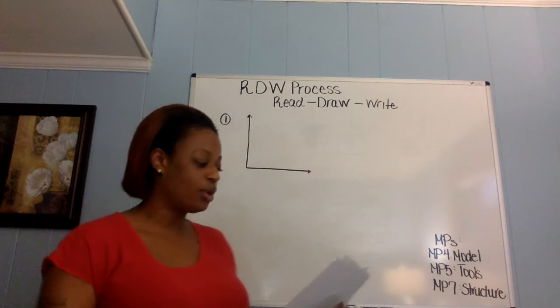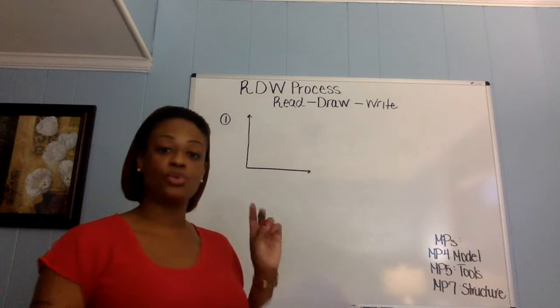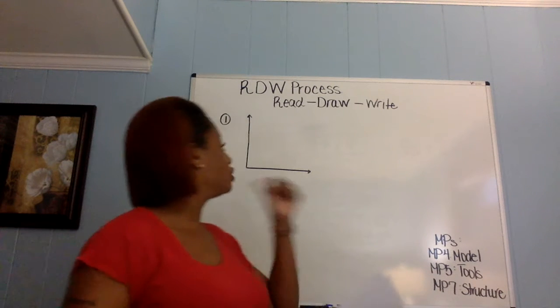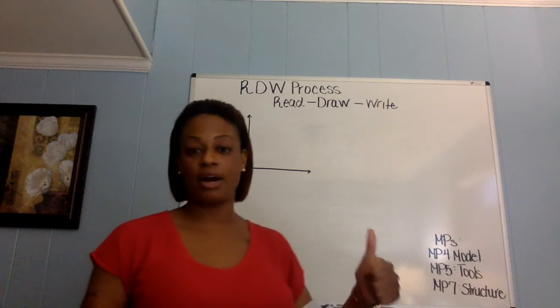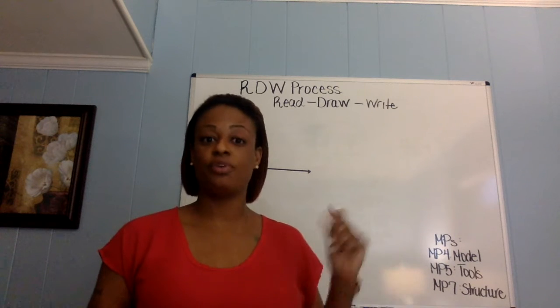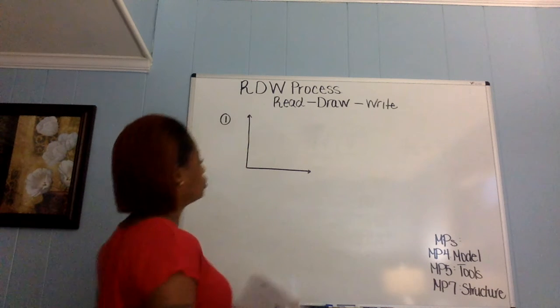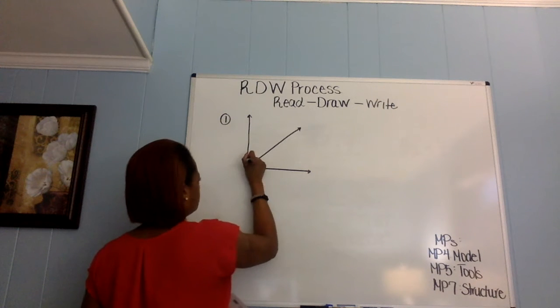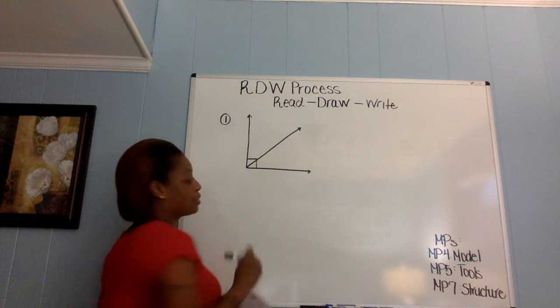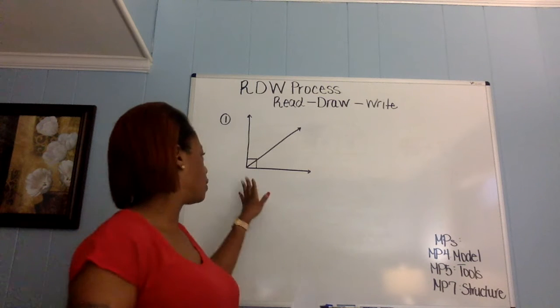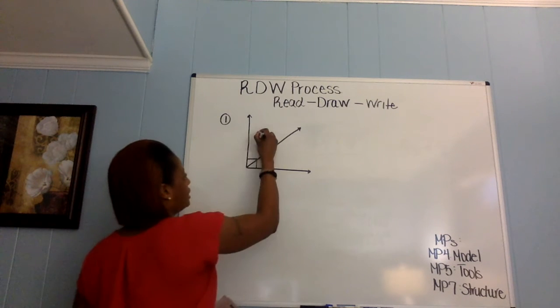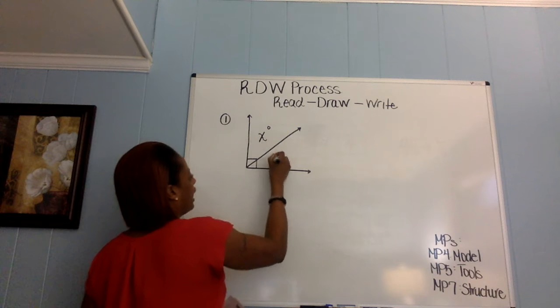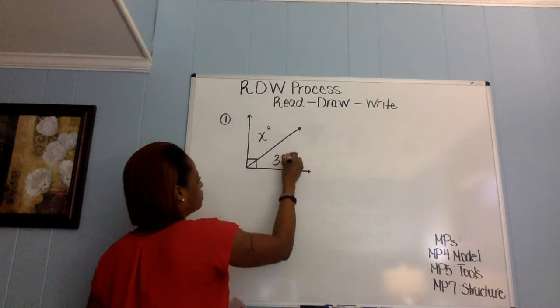Thank you. So what we're going to do is we are going to work on this problem. We're going to draw a diagram. We've already done the R of the RDW process. Now we're going to draw. So I know that it's made up of 2 angles. I know it's a right angle. So I'm going to draw that square. We're missing one of the angles, and we are given one of the angles.